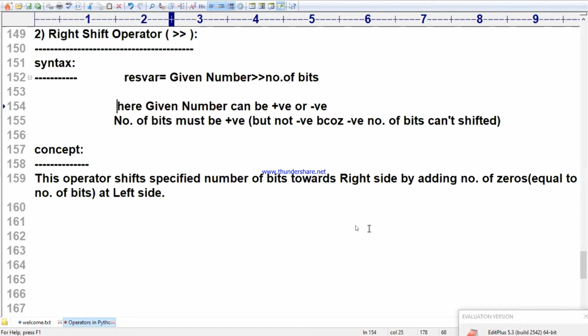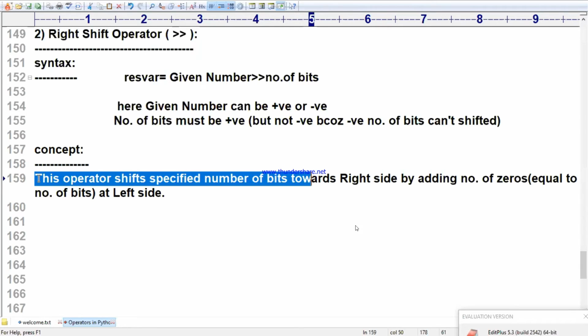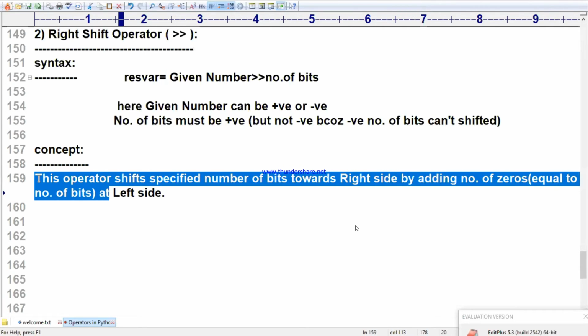I told you shifting operation only so far. See this operator. This operator shifts specified number of bits towards right side by adding specified number of zeros at which side? Left side. Again I will show you. First write down this.